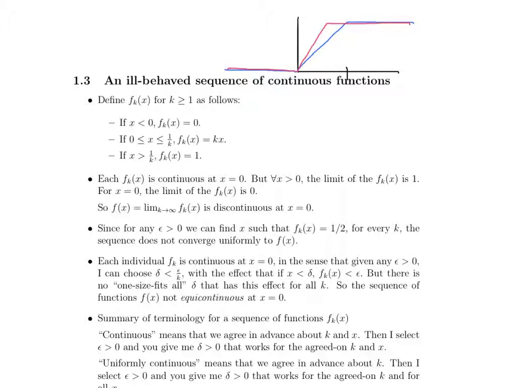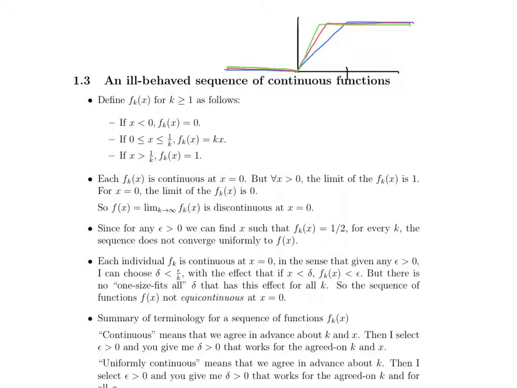Now let's try f sub 3. For x less than 0, it's going to be equal to 0. Now for x between 0 and 1/3, it's going to be equal to 3x. And for x greater than 1/3, it's going to be equal to 1. Try drawing that in, and you can see the pattern. Note that each of these f sub k's is a continuous function at x equals 0. It's a continuous function actually everywhere.